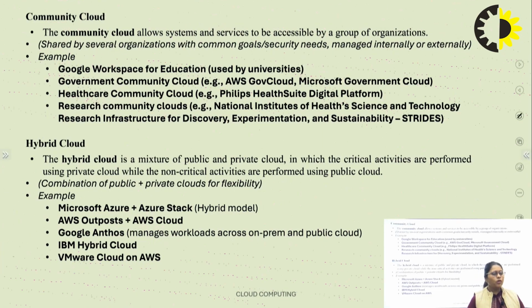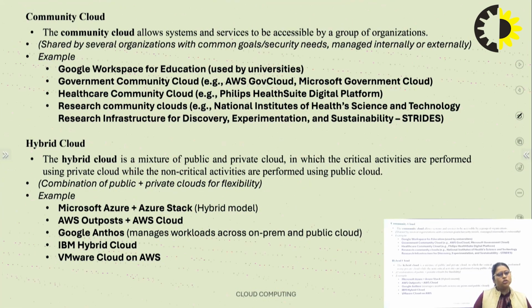So what is the concept of this community cloud? Community cloud allows systems and services to be accessible by a group of organizations. It means if a number of organizations have to communicate with each other and they want to share their information over the net, then they use the concept of community cloud. What is the difference between the private cloud and the community cloud? In the private cloud, the information is shared within a single organization. But if I want to share my information with another organization, then I'll use this community cloud.